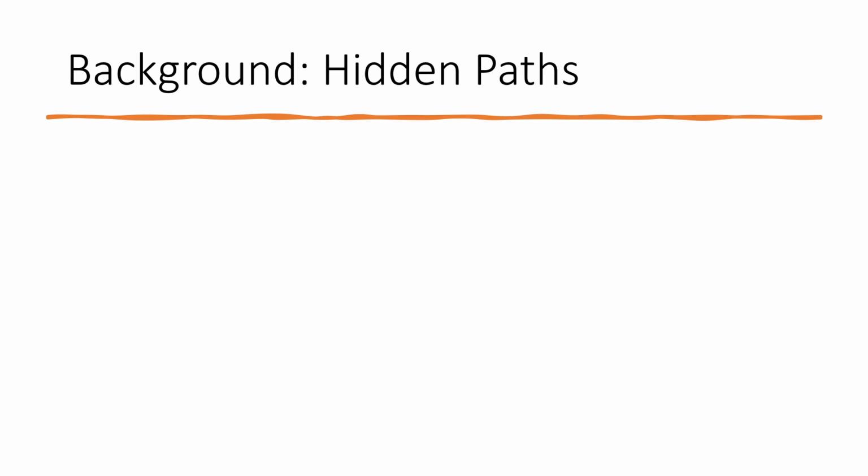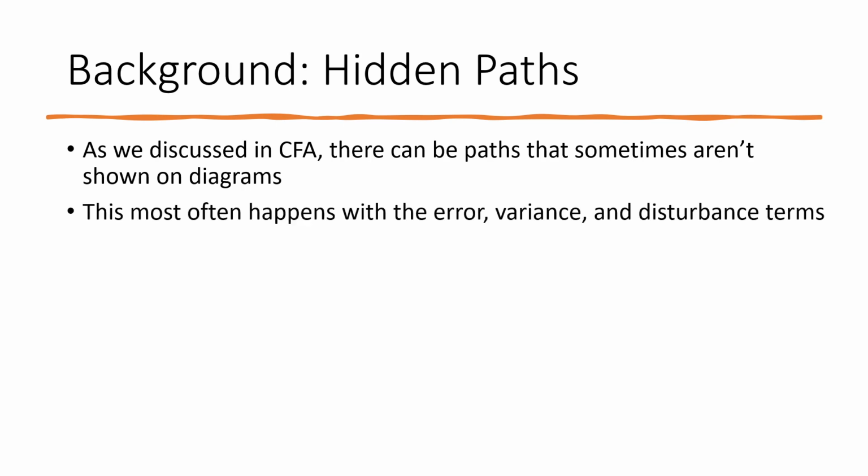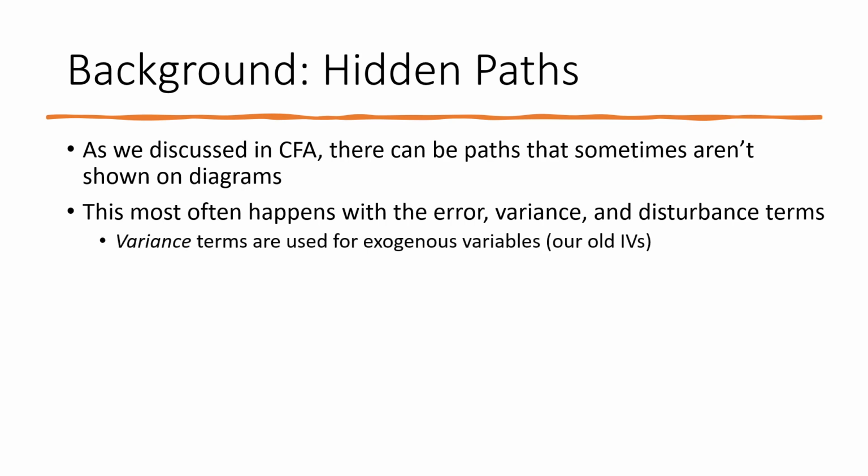All right. So, hidden paths. We already talked some about hidden paths in the CFA lecture. And that is, sometimes there are paths that aren't shown on the diagrams, either in a published study or sometimes even in Amos, though Amos makes us write a lot of them. This happens the most with error, variance, and disturbance terms. In fact, I'd say this happens only validly with error, variance, and disturbance terms, but we don't have to jump into that. I think we mentioned this in the CFA presentation, but it's worth specifying here because I don't think we talked about exactly what these were.